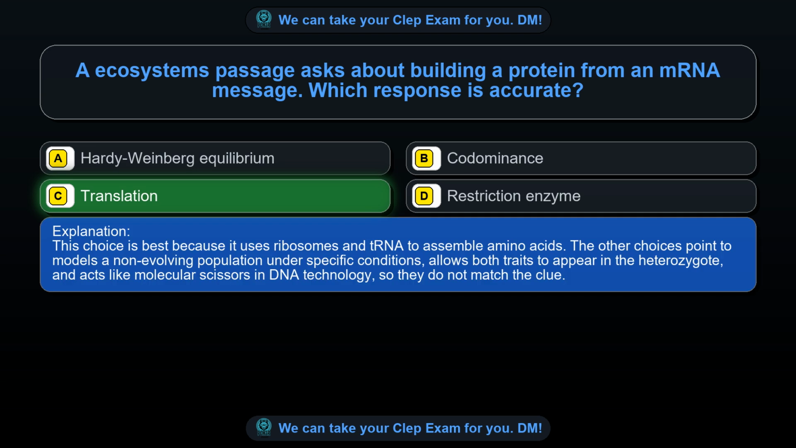This choice is best because it uses ribosomes and tRNA to assemble amino acids. The other choices point to models a non-evolving population under specific conditions, allows both traits to appear in the heterozygote, and acts like molecular scissors in DNA technology, so they do not match the clue.